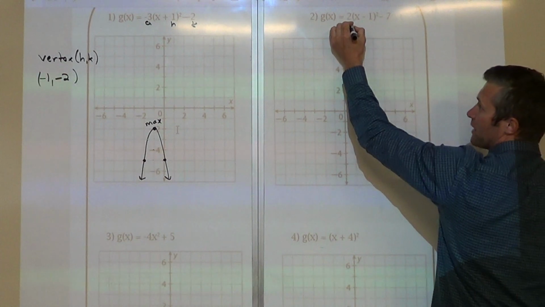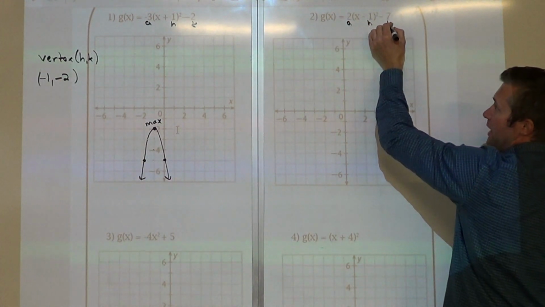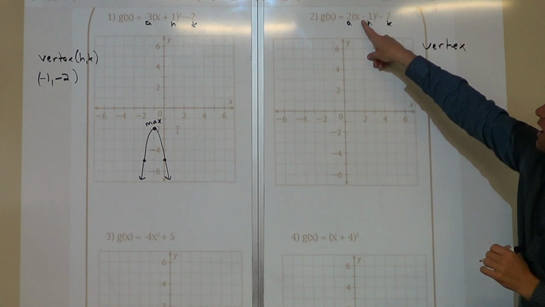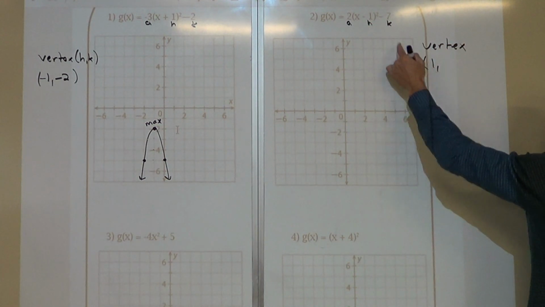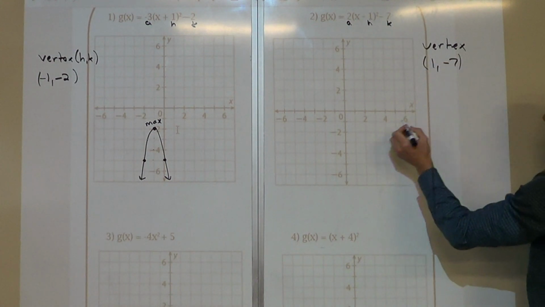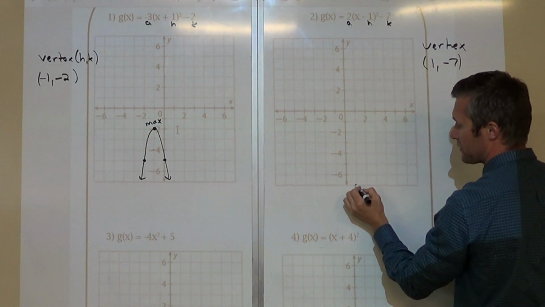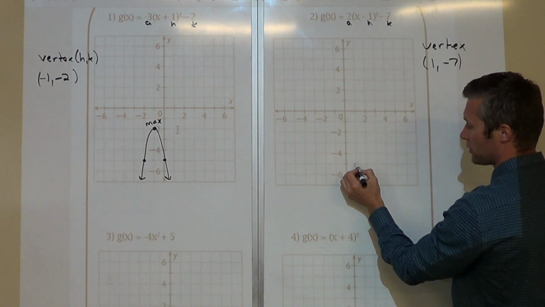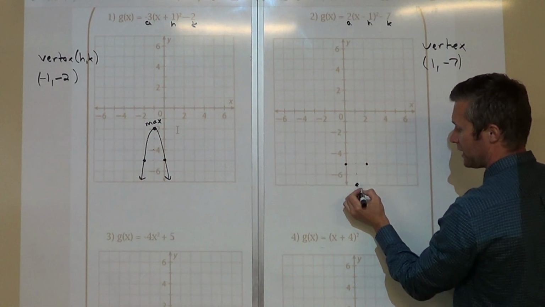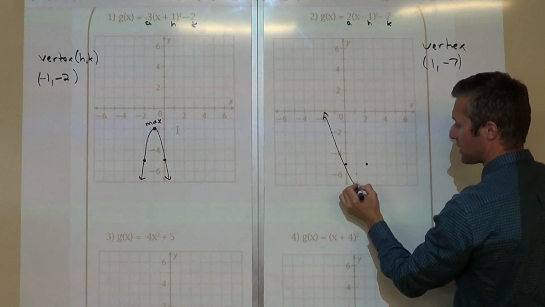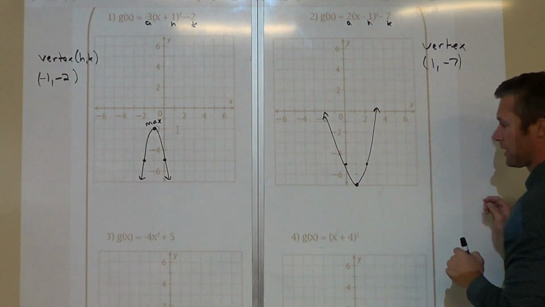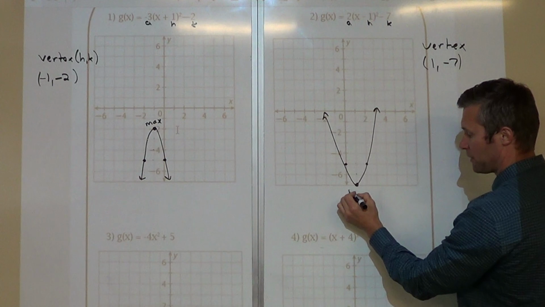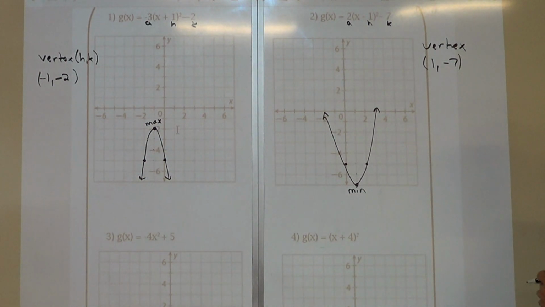Come through here, identify a, h, k. So my vertex, which is my h and k value. So I go to my h, opposite the sign, so it's positive 1. And my k value, which is negative 7. So I go positive 1, negative 7, all the way down here. Then my a value is positive 2, so I go up 1, 2, and over 1, up 2, over 1. And it's going to be, again, rounded, so it's not just a straight line. It's going up like this. Now we have a valley, so this is the low point. So this would be a minimum value right there.